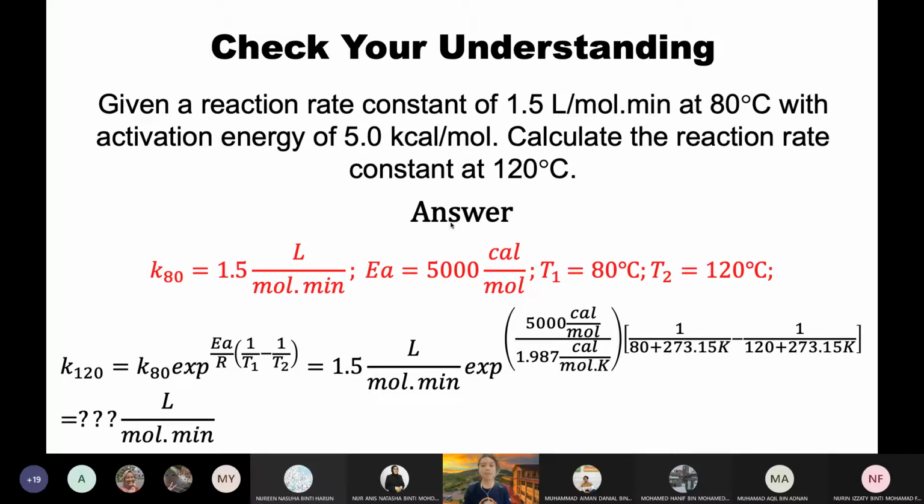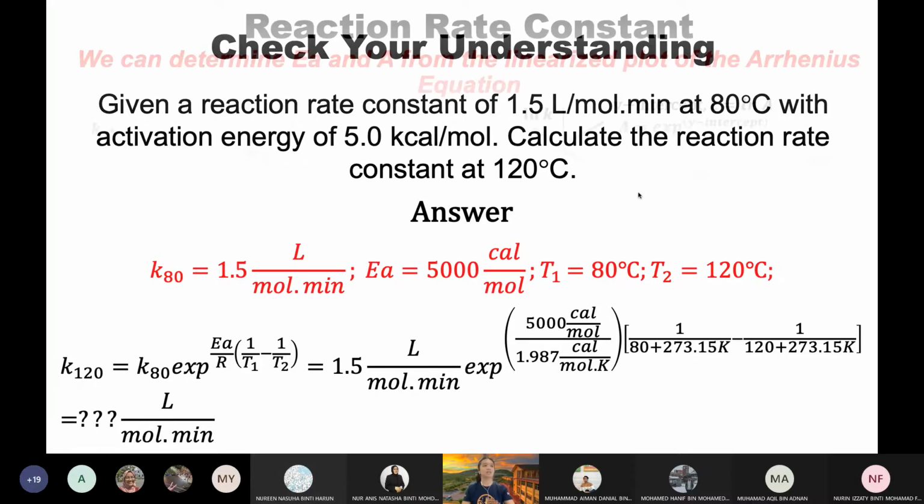EA also, the value must always be a positive value. So kalau kamu dapat negatif EA, kamu check balik pengiraan, must be a mistake somewhere else. Mungkin kamu tertukar ataupun negative sign kamu tersalah letak. Tetapi EA must always be positive. First, EA mesti positif. Kedua, nilai K mesti meningkat dengan suhu. So that's two ways for you to check the calculation.